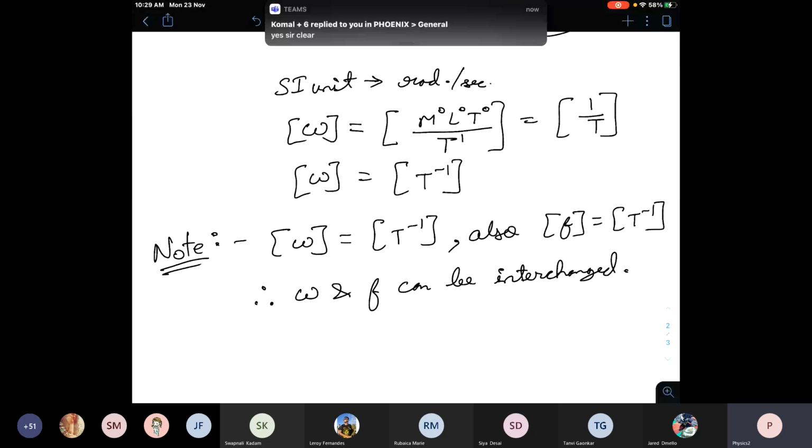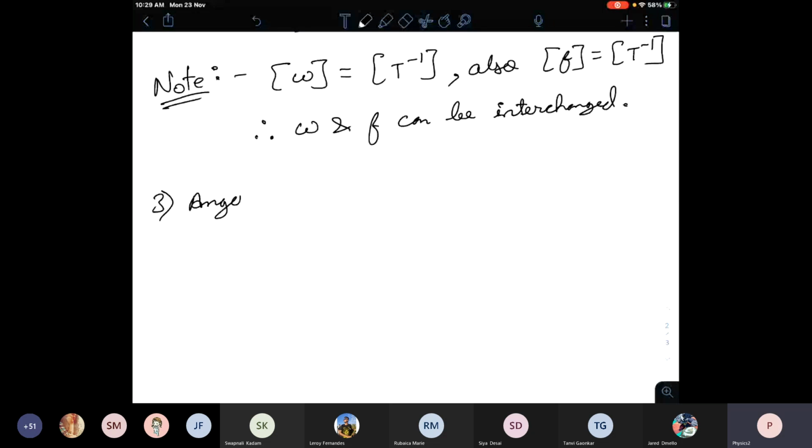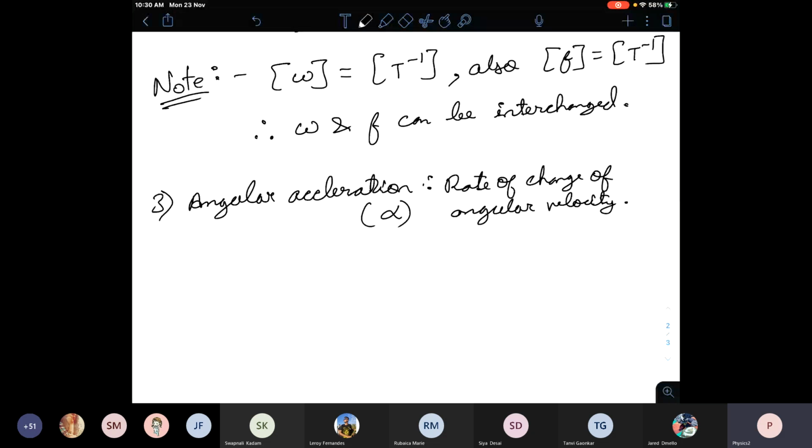Now let's move on to angular acceleration. So what is angular acceleration? Again, it is denoted by alpha. Angular acceleration is basically the rate of change of angular velocity. Same as linear, everything is similar to linear.